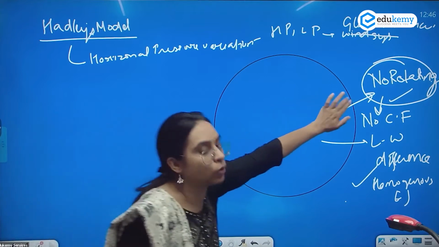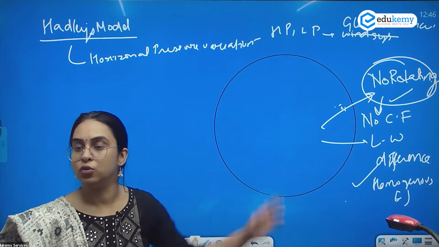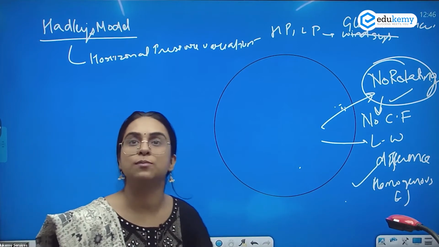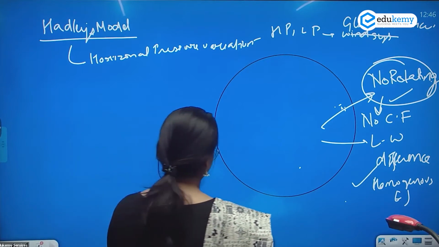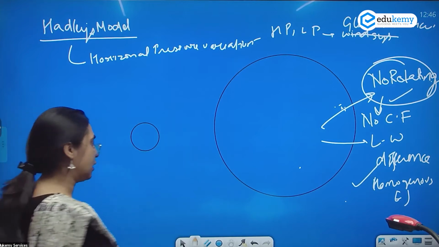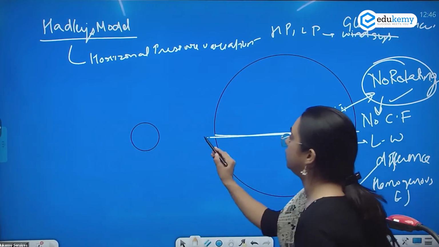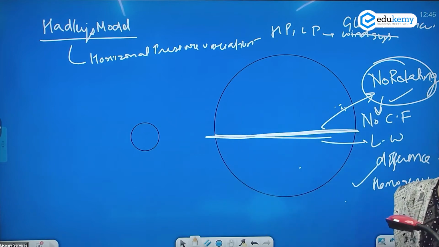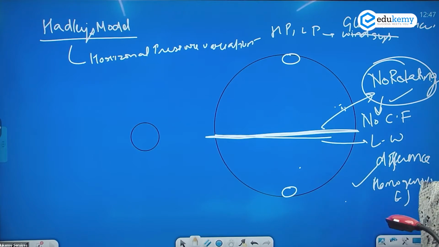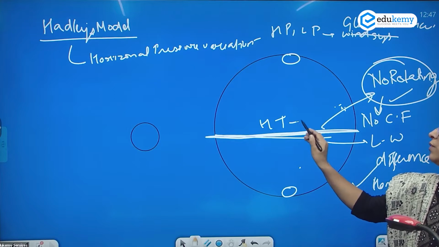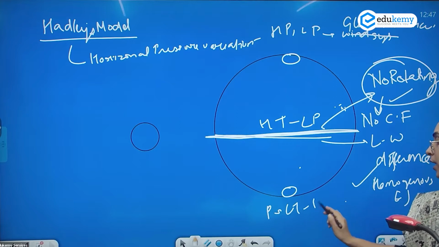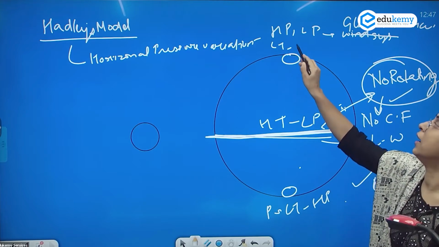As he assumes a non-rotating earth, he's assuming no Coriolis force, and he's saying no land-water differential. Now he wants to explain the pressure pattern. So when he explains the pressure pattern, he says that there is sun here. The sun is directly heating the equator, whereas there is no direct heating of the poles. So at the equator, what will we have? High temperature and low pressure. At the poles, we will have low temperature and high pressure.